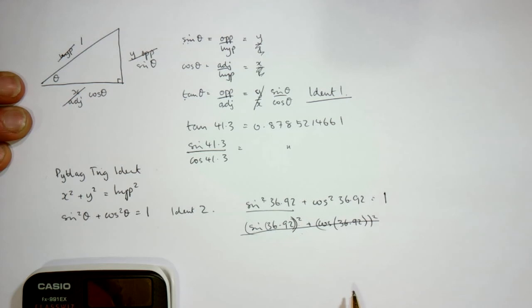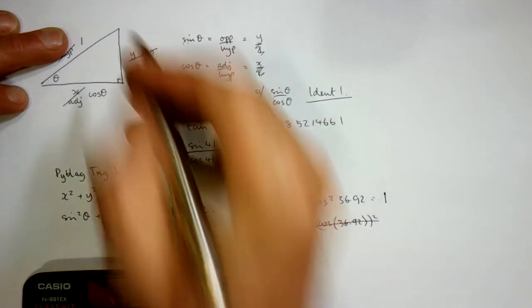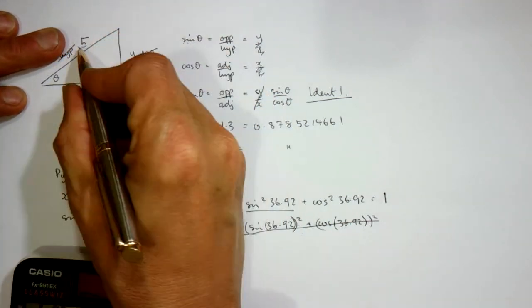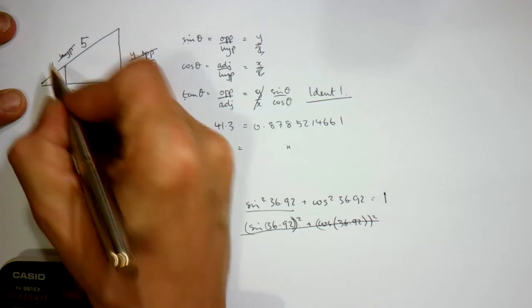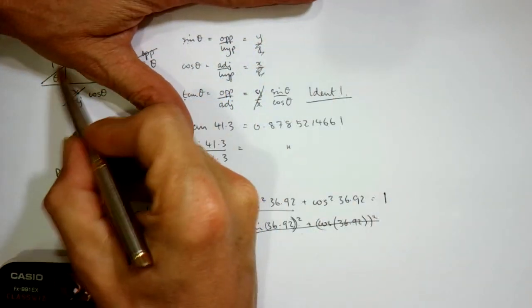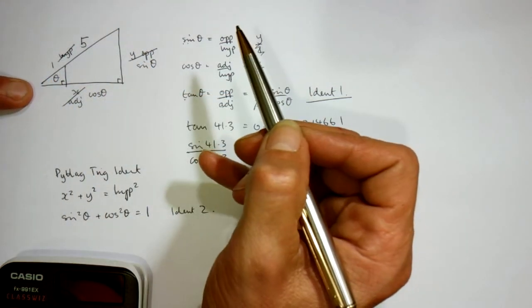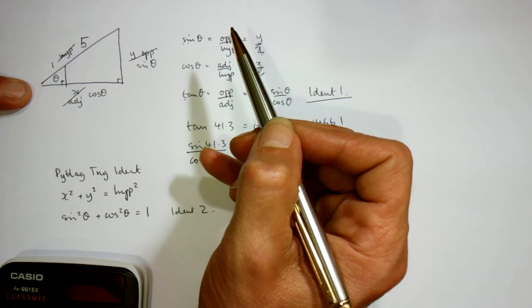Okay, so the question that most people ask is, what if it ain't 1? What if it's 2 or 3? Let's do 5. Well, if this is 5, all I've done is scaled up a smaller right angled triangle with a hypotenuse of 1. I've multiplied by 5. I've done a scale factor 5.